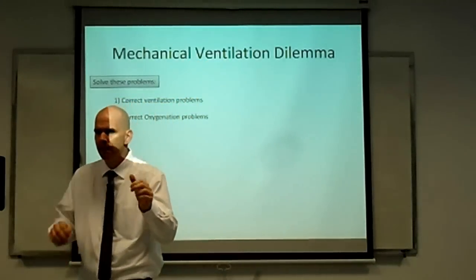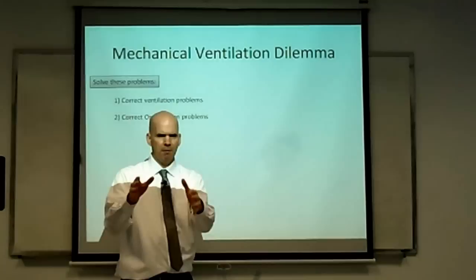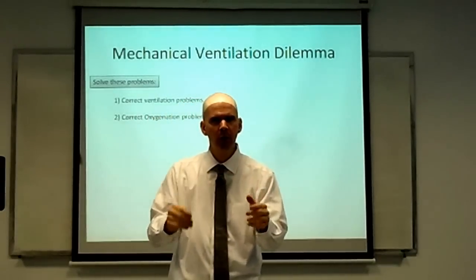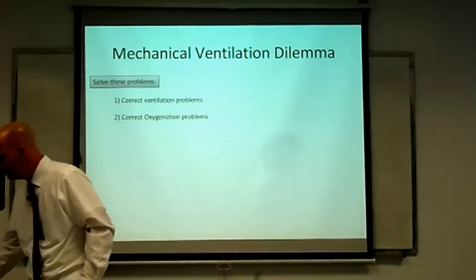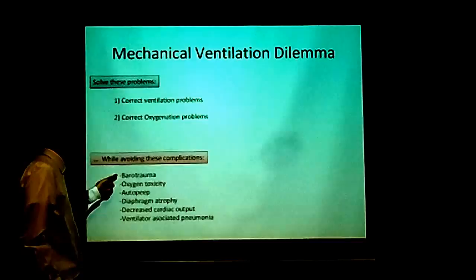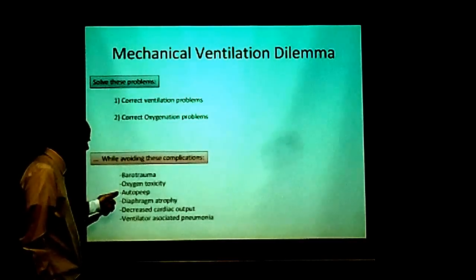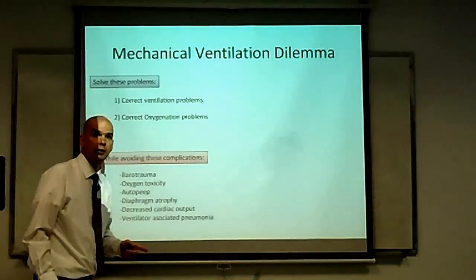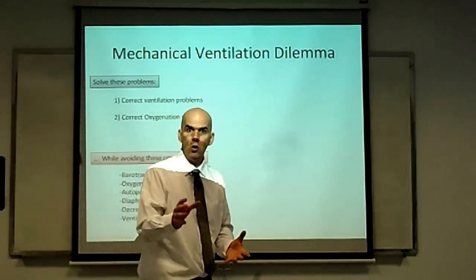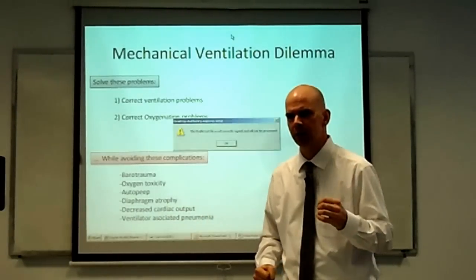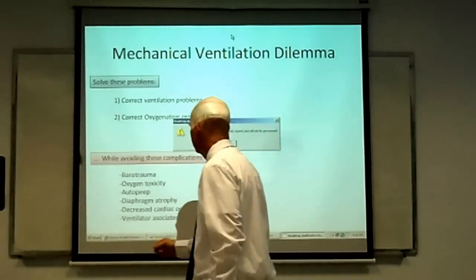Remember how I said that positive pressure ventilation, by violating normal physiology, carries complications with it? Well, here are those complications. Here is the catch. Barotrauma, oxygen toxicity, auto-PEEP, diaphragm atrophy, decreased cardiac output, and ventilator-associated pneumonia. All these things come right along with the package of positive pressure ventilation. This is very serious.